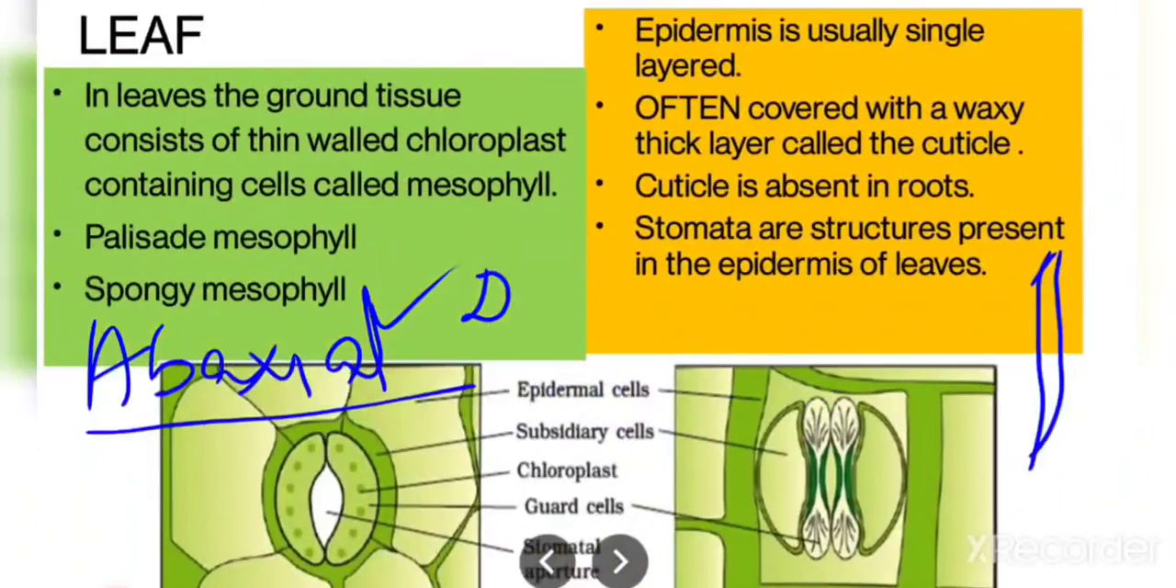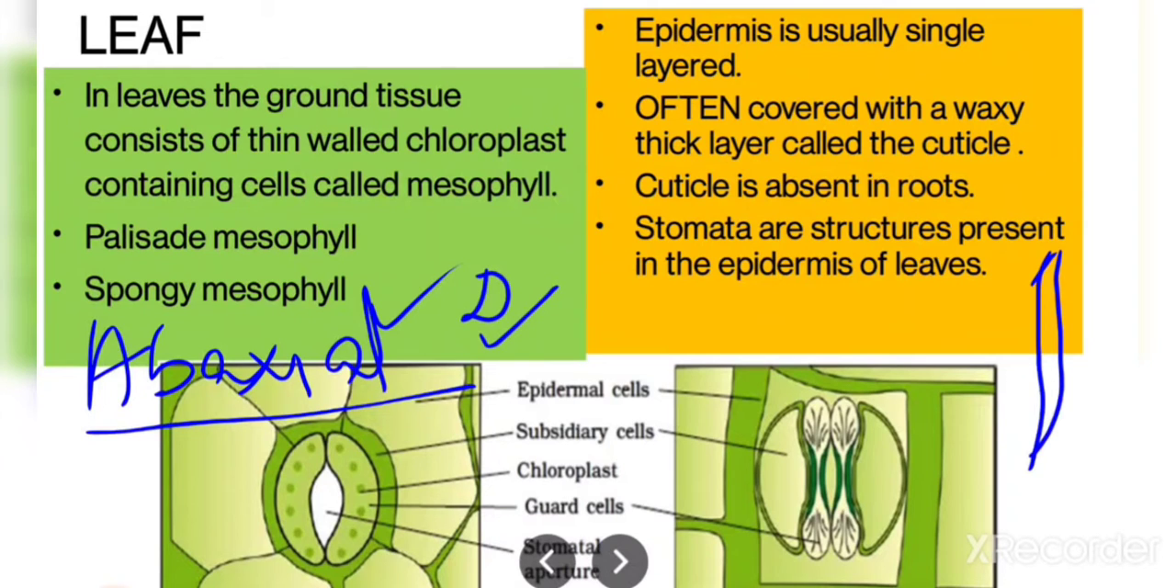Okay, one point I missed out. The type of stomata also varies. If I am talking about the dicot plants, the dicots have a different kind of stomata. In the diagram, you can see the stomata are enclosed by guard cells. But what is the shape of guard cells? They are bean shaped or kidney shaped.